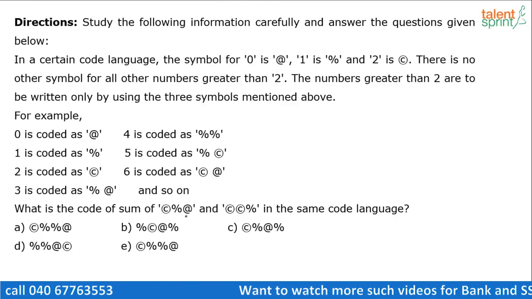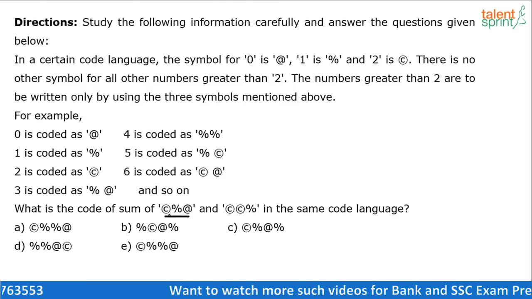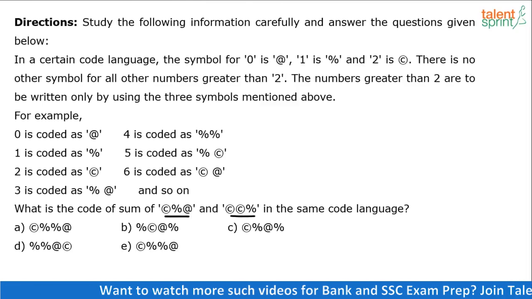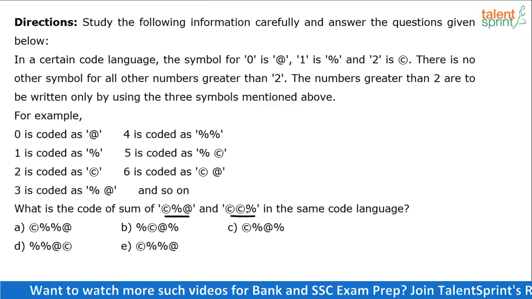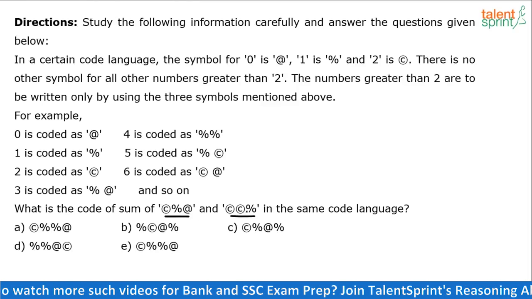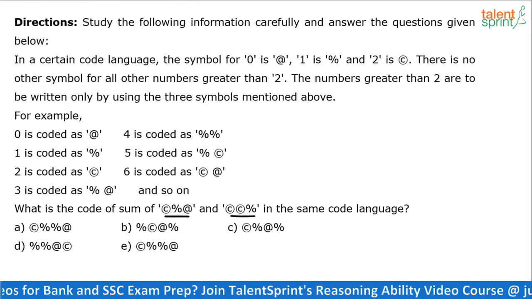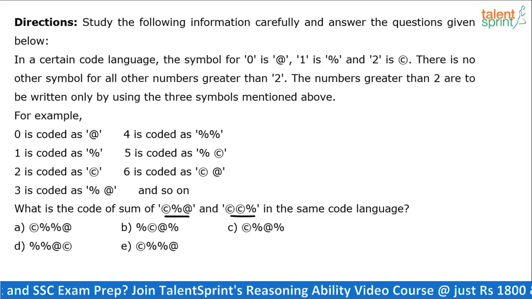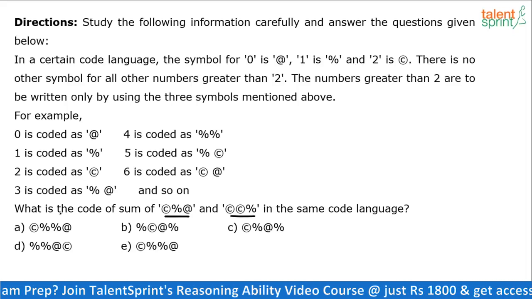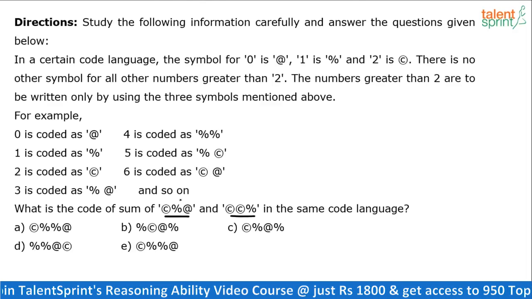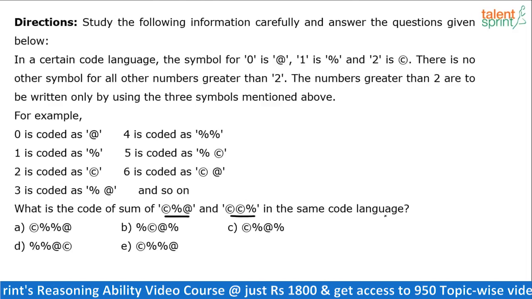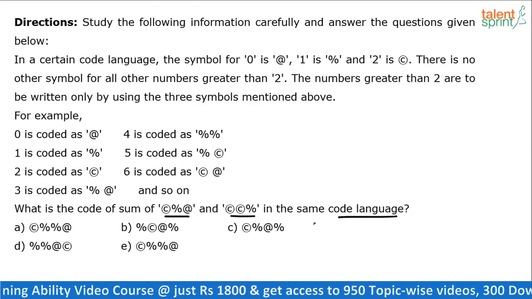So basically one number in the ternary system is copyright percentage at the rate, the other one is copyright percentage. You have to convert this to the decimal system first, find out the sum, and then convert it back to the ternary system. So let's take it up. What is the question? What is the code of the sum of this ternary number and this ternary number in the same code language, meaning in the same ternary system itself?